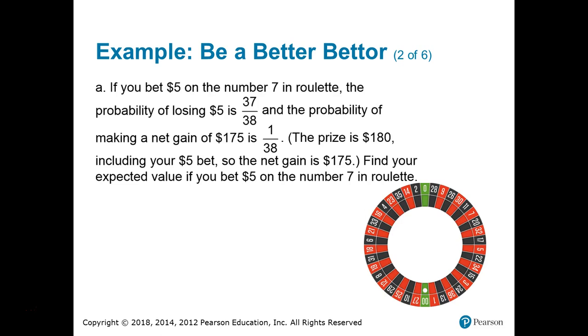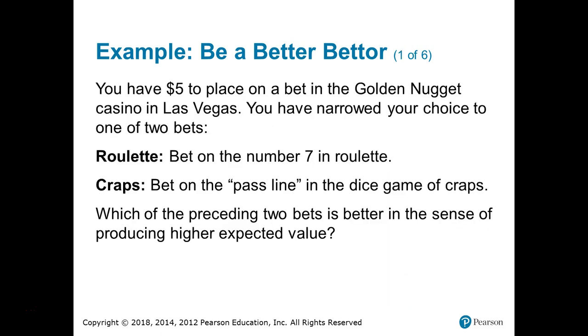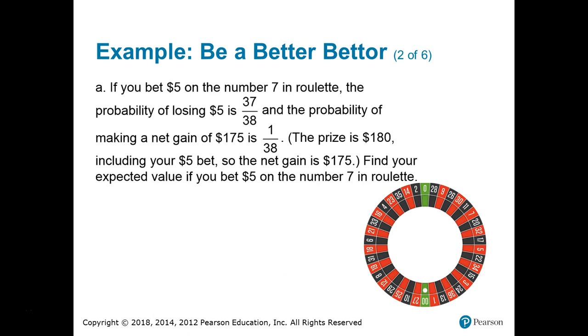Okay, so let's look at A. A, again, was looking at the roulette scenario. So if you bet $5 on the number 7 in roulette, the probability of losing that $5 is going to be 37 over 38. Remember, there are 38 total spaces for that ball to land on. 18 red, 18 black for 36, and then there are 2 greens for 38 total. So there's a 1 in 38 chance of getting it correct.